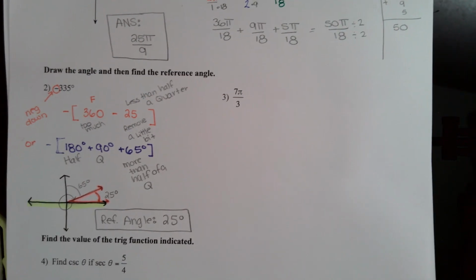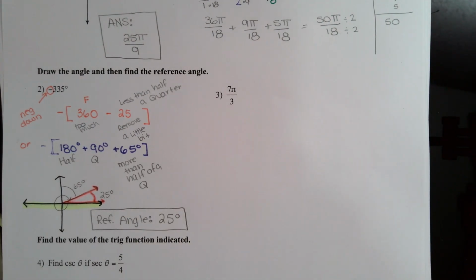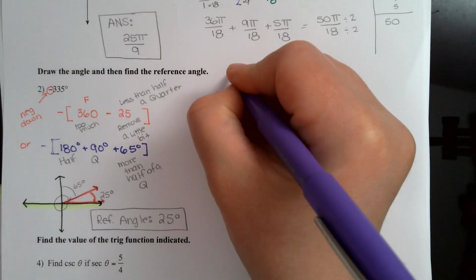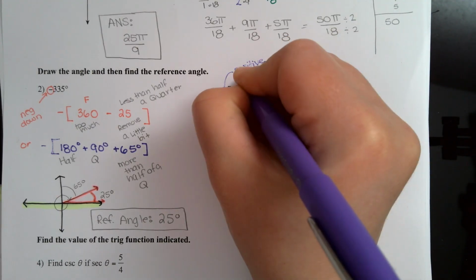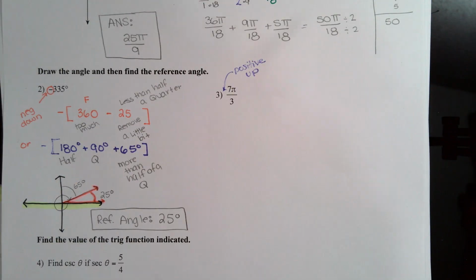Okay, similarly, we are doing radians now. So the objective is still the same of drawing the angle, finding the reference angle. We're still splitting up that angle. However, now we're dealing with radians, so different units of measure. Let's go ahead and start by asking, are we going to be going up or down? Is this positive or negative? This is positive. So we're going to be going up.